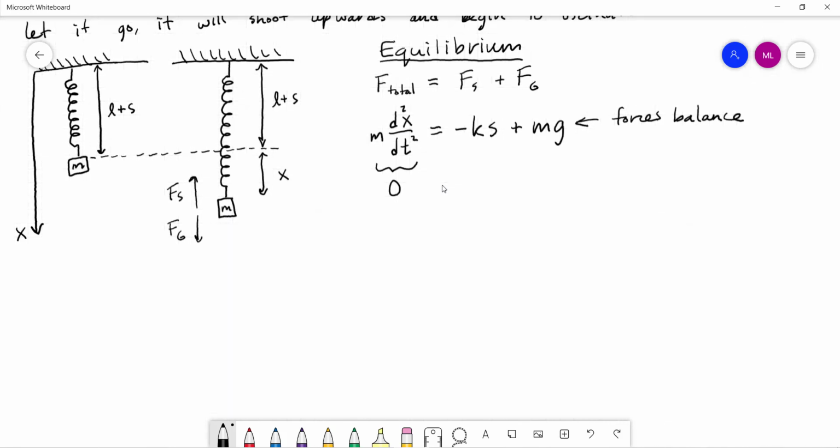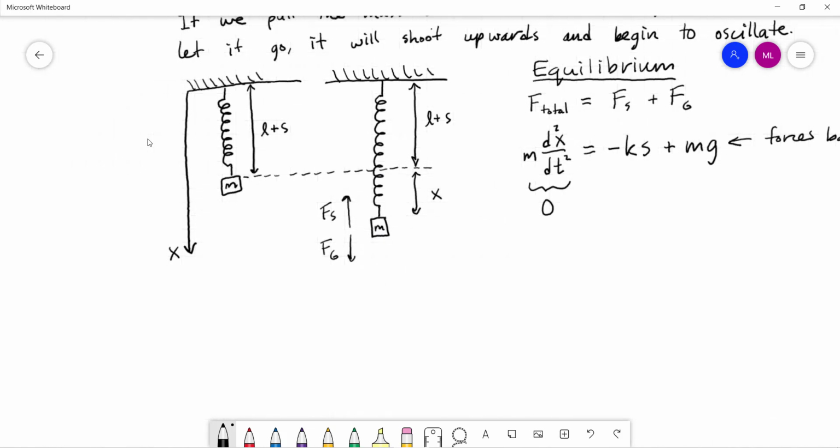But now let's consider the case, like we said here, where we stretch the spring past the equilibrium case. So here's our equilibrium case over here.